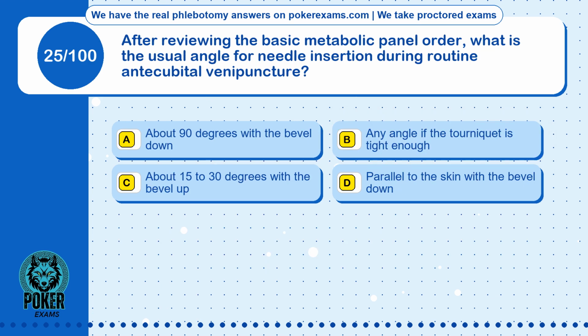Question 25. After reviewing the basic metabolic panel order, what is the usual angle for needle insertion during routine antecubital venipuncture? Option A: about 90 degrees with the bevel down. Option B: any angle if the tourniquet is tight enough. Option C: about 15 to 30 degrees with the bevel up. Option D: parallel to the skin with the bevel down.